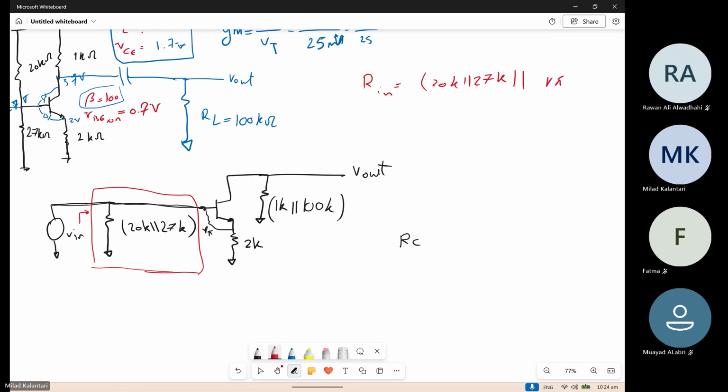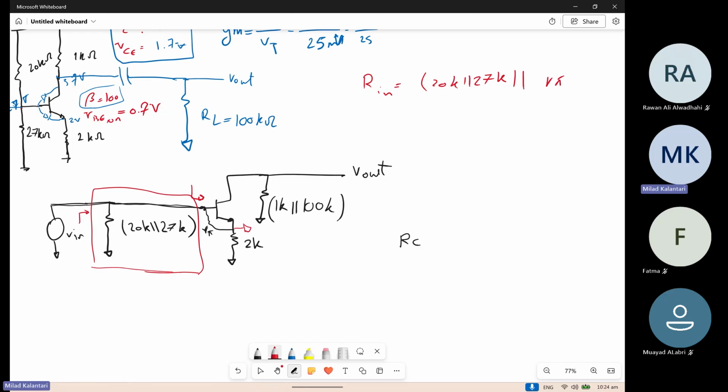But from the input side, I mean from the transistor side, this R pi is not just something to the ground, right? You see, if the R pi here was grounded, you would be correct, because there would be R pi to the ground, right?